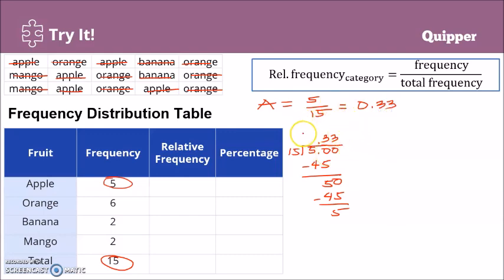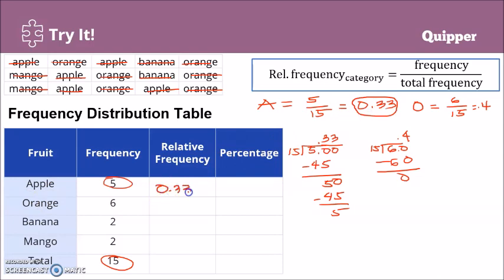Round off lang natin. And then for orange naman, we have 6. Okay, 6 divided by 15. So 6 divided by 15, add tayo ng decimal, so 60, that's 4. 4 times 15 is 60, minus yan, 0. So, this is 0.4 or 0.40. So, lagay lang natin ito dito. 0.33. And then, we have 0.4. Since 2 decimal places, yan magiging 0.40.